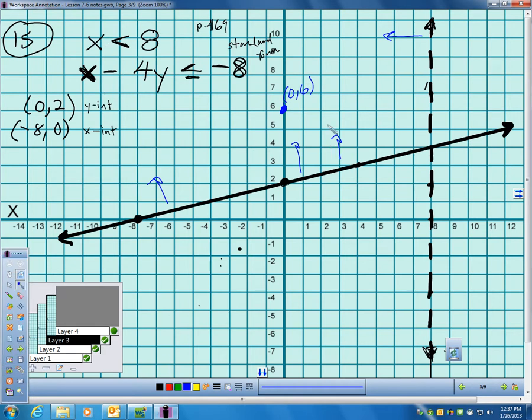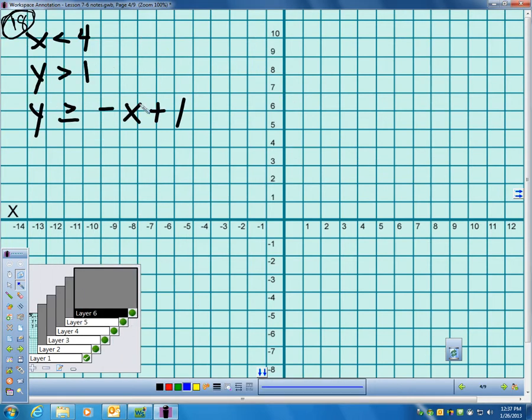Okay? So I hope that made sense. We're doing exactly what we did in section 6, 7, but we're not doing it to just one inequality. We're doing it to two, and we're just combining these solutions together. Here's another one, number 18. Let's graph and find the solution set for this.